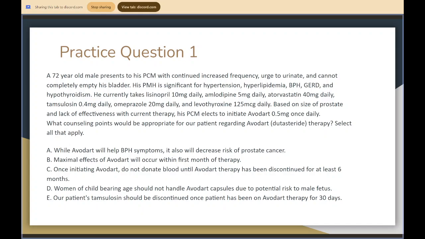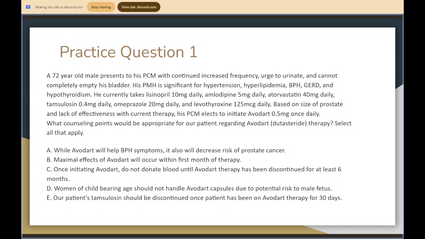Based on the size of prostate and lack of effectiveness with current therapy, his PCM elects to initiate Avodart 0.5 mg once daily. What counseling points would be appropriate for a patient regarding Avodart therapy? Select all that apply. While Avodart will help BPH symptoms, it will decrease risk of prostate cancer. That's choice A. Choice B, maximal effects of Avodart will occur within first month of therapy.